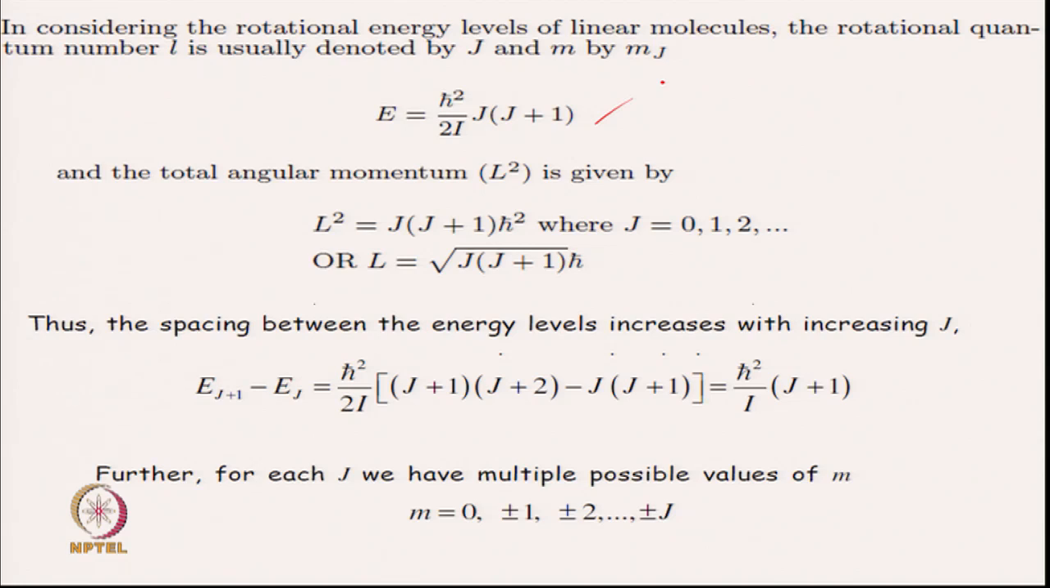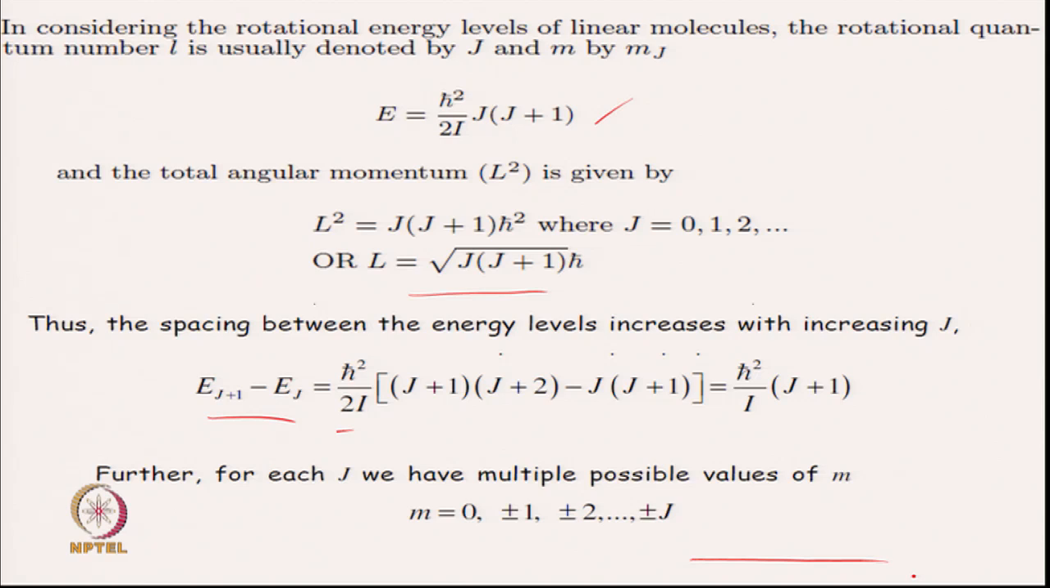We can also calculate the total angular momentum L square. L square is simply given by E into 2 I, so h bar square j into j plus 1, or L is equal to the square root of j into j plus 1 multiplied by h bar. We can also calculate the spacing between two different energy levels, E j plus 1 minus E j. So, h bar square by 2 I will be common, and then j plus 1 into j plus 2 minus j into j plus 1 will give you h bar square by I into j plus 1.